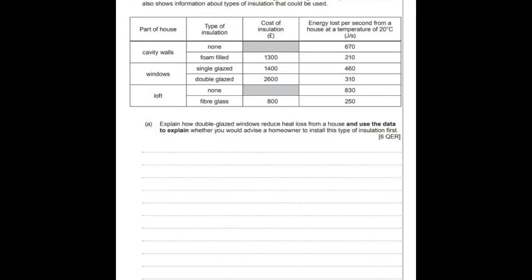These are the answers for the physics homework on home insulation. So the question says, the table below shows the amount of heat energy lost through different parts of a house. It also shows information about the types of insulation that could be used.